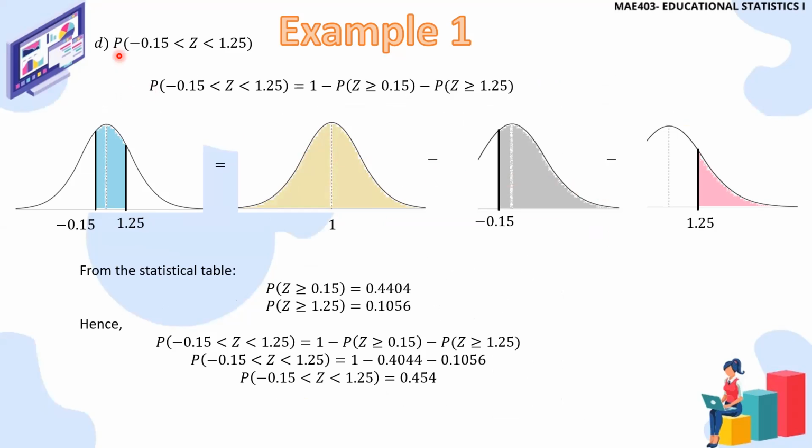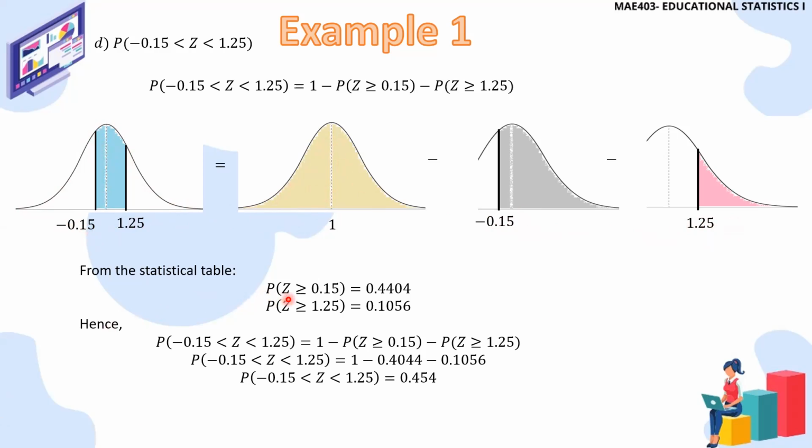And the last one is the probability between negative 0.15 and 1.25. As you can see, it is a combination from a negative value to a positive value. Based on this, we know that the total area under the curve is 1. So in order to find the area between negative 0.15 and 1.25, take the whole area minus the area greater than 1.25 minus the area less than negative 0.15.